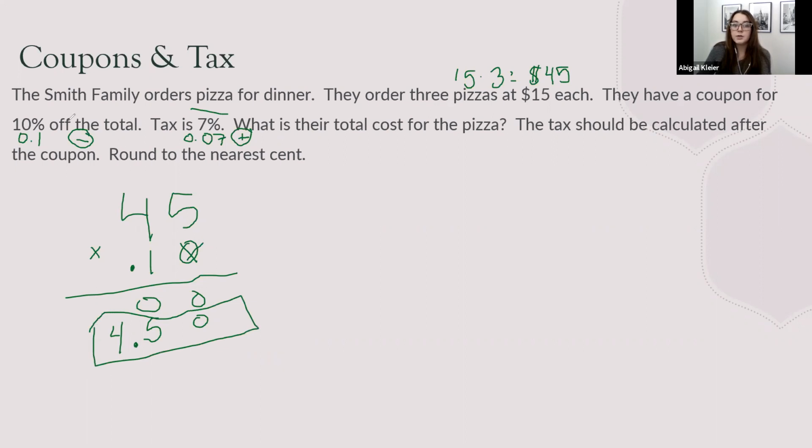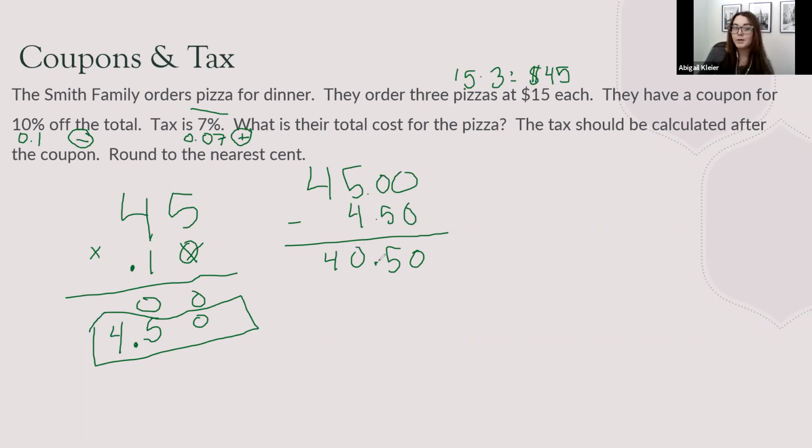$4.50. So here's where my little subtraction sign comes into play. Off of my total of $45, I can subtract $4.50. So once that coupon is applied, taking 10% off, I am left with $40.50 left to pay for my pizza. So that was a nice little coupon, took off $4.50, but I'm not quite done yet.